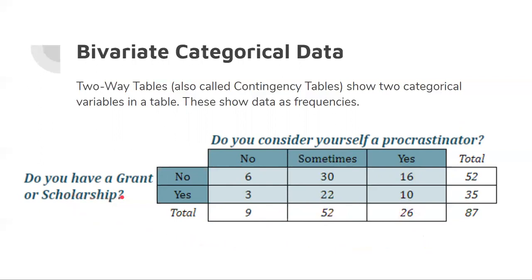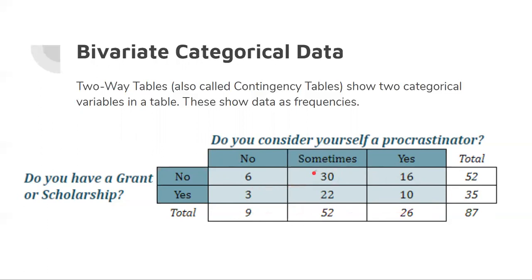If I switch over to grants and scholarships for no here, 52 people said no, they don't have a grant or scholarship. And yes, 35 people said yes, they have a grant or scholarship. If I'm comparing these two variables and I'm looking at all the different combinations, different ways people could have answered both of them, that's what's in the middle here. So somebody could have said, no, I don't consider myself a procrastinator, and no, I don't have a grant or scholarship. There were 6 people that said no to both of those questions.